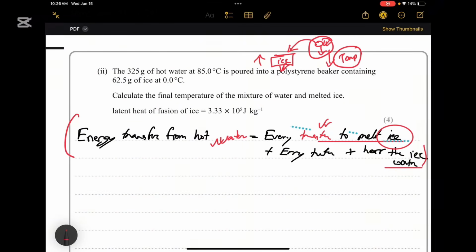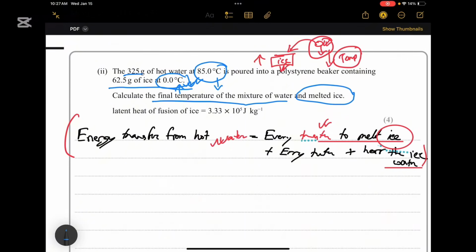I will do the maths for this type of question. Now let's read the question and solve it. They have said 325 gram of hot water at 85 degrees Celsius is poured into a polystyrene cup containing 62.5 gram of ice at 0.0 degrees Celsius. The temperature of this hot water will decrease because it is using its energy to heat up this cold ice. First it will melt the ice and then it will increase the temperature. They have said calculate the final temperature of the mixture of water and melted ice.